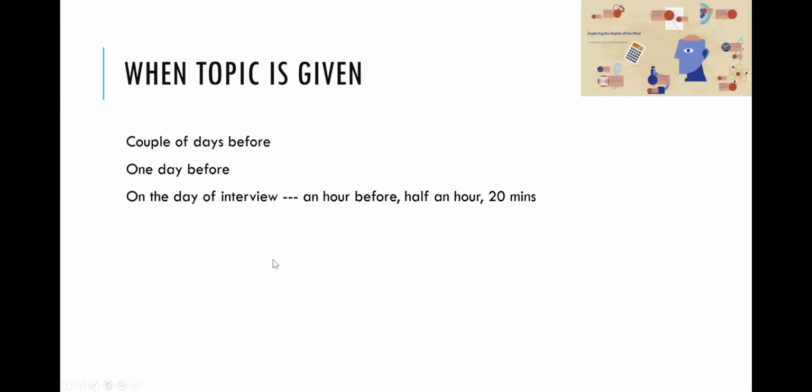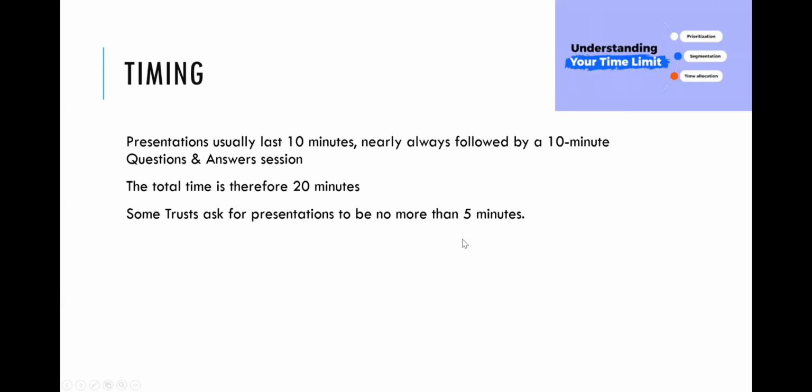Usually when the topic is given, some trusts give it a couple of days before, some one day before, some on the day of the interview, an hour, 45 minutes, half an hour, or 20 minutes before. So it's quite variable among different trusts. But you can always ask the HR person when the topic will be given, who the audience would be, of course your interview panel, whether it would be part of the panel or the total panel, and what the timings are. Usually it's 10 minutes followed by a 10-minute question and answer session, so the total time is 20 minutes.